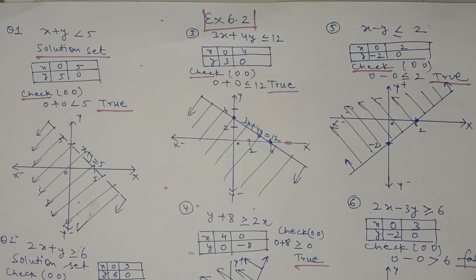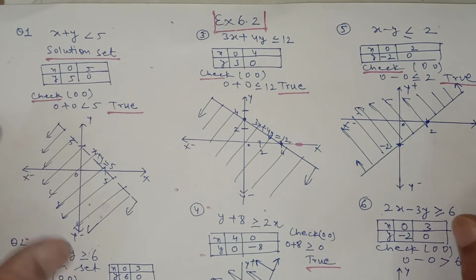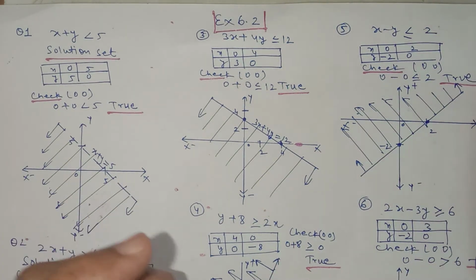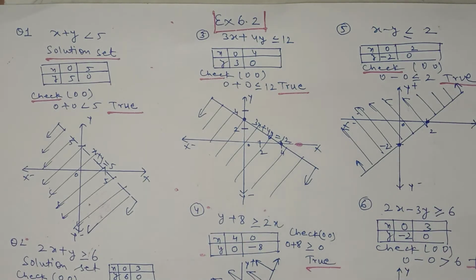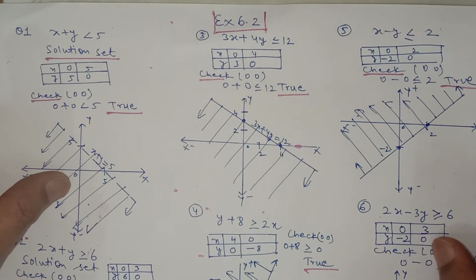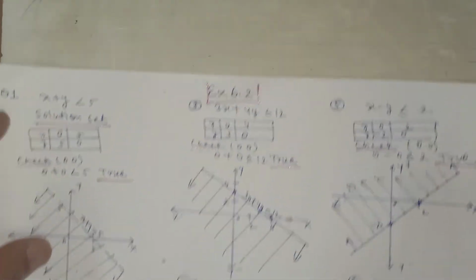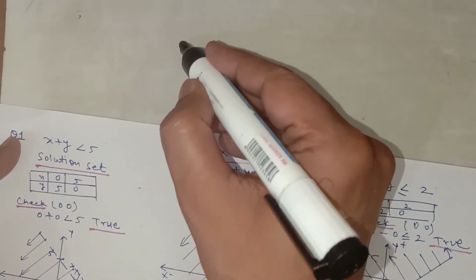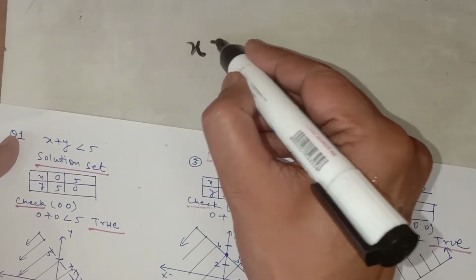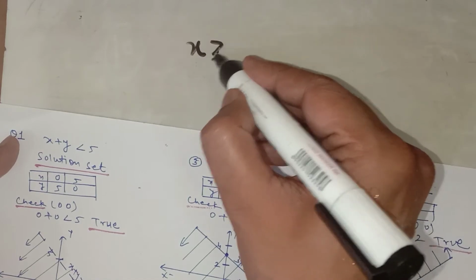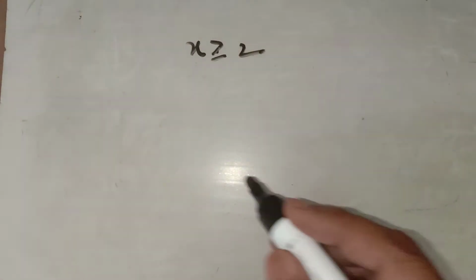Now in exercise 6.2, you have to solve the inequations graphically. How can we find the graph of the linear inequalities? Simply you have to find the solution set of the linear inequations considering them as an equation. Now if we have only a single variable, let us say x is greater than or equal to 2, you have to mark the graph. How can you mark this graph?